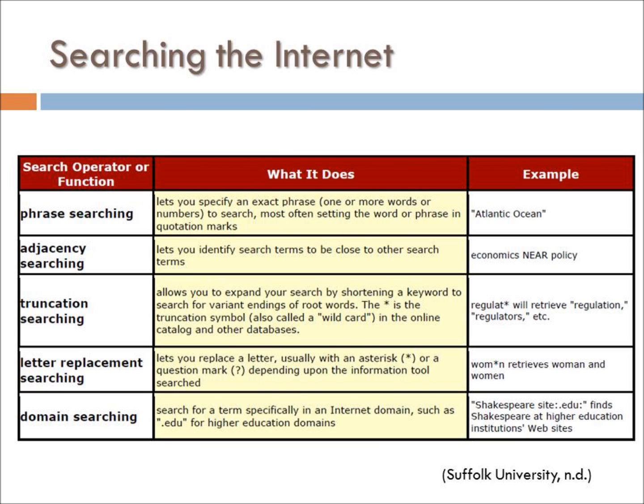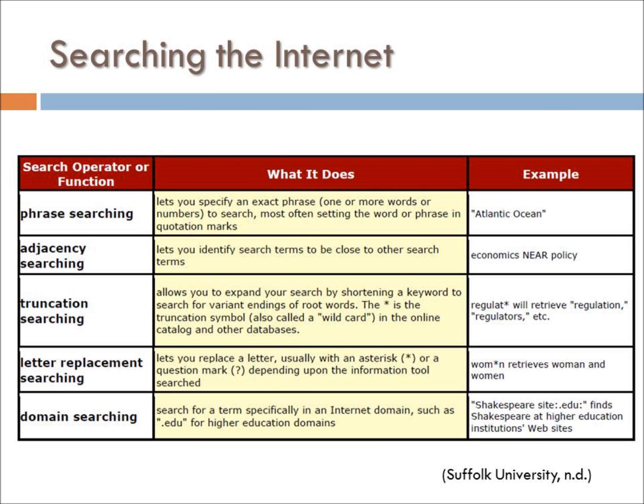The next one is a letter replacement search, and you use the star, the asterisk. In this example, it has women where the last vowel is replaced by the star, and that lets you retrieve both the words woman and women. So that's going to give you a broader search.